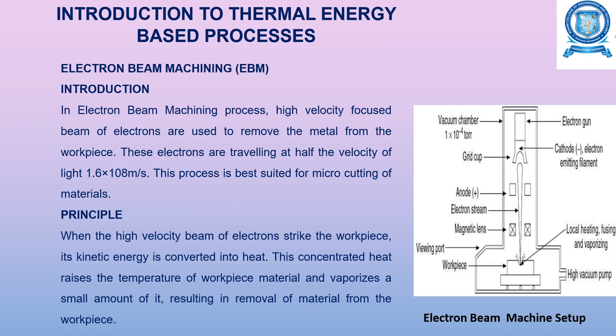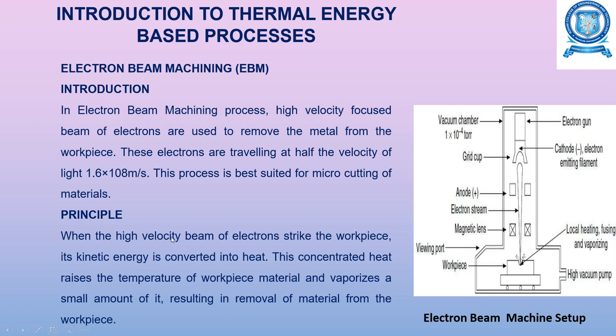Coming to the electron beam machining process. In electron beam machining, a high velocity focused beam of electrons is used to remove metal from the workpiece. You can see from this figure, you have an electron gun. These electrons travel at half the velocity of light, that is 1.6 × 10^8 meters per second. This process is best suited for micro cutting of materials.